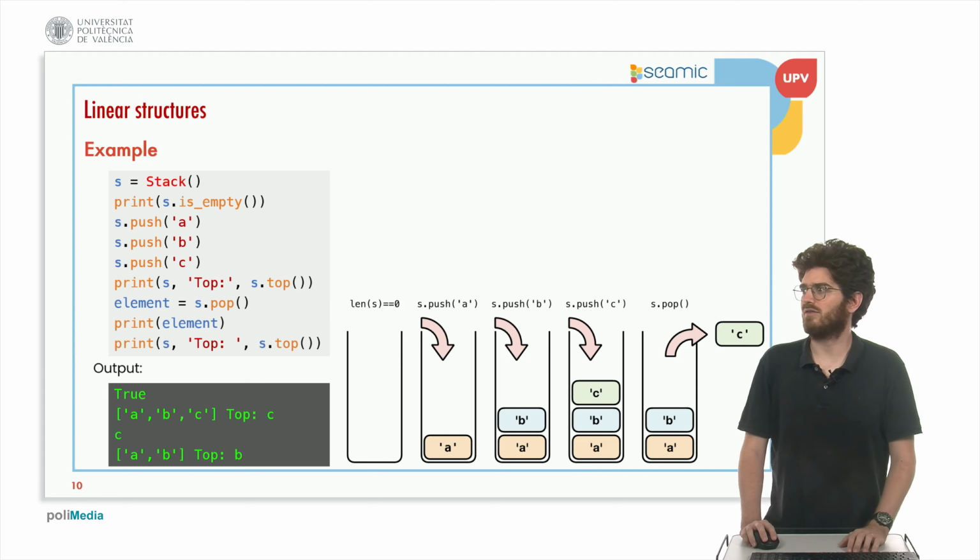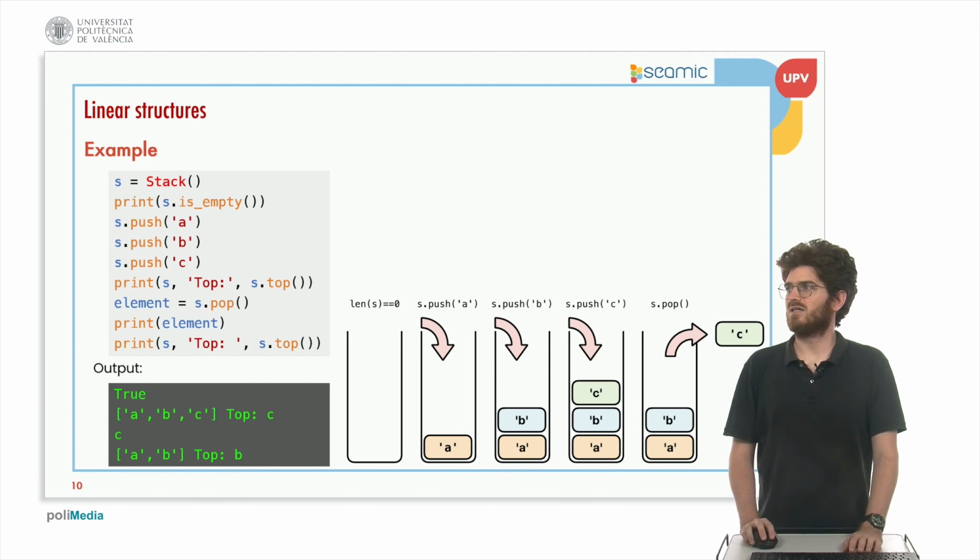Let's see an example with some drawings. So we can first create a stack using the constructor. Then we can check whether it's empty, and it is. It says true. And then we can push a few elements onto the stack. You can see that each element gets added to the top of the stack. And when we print the stack, we find that the inner representation shows us A, B, and C, with C being the top, as we can see here explicitly.